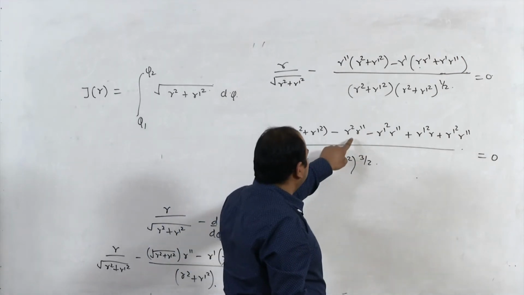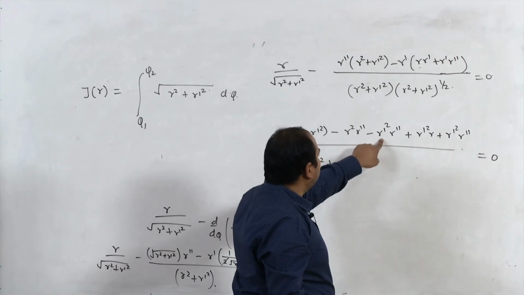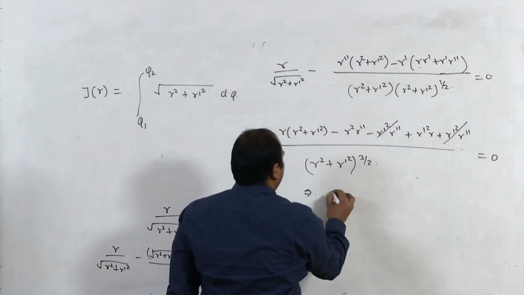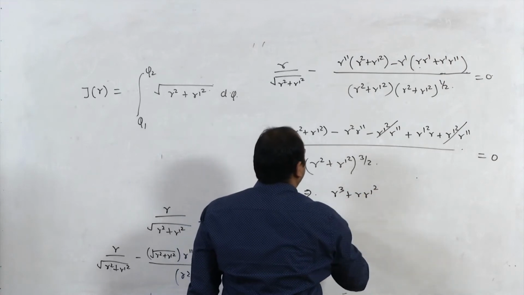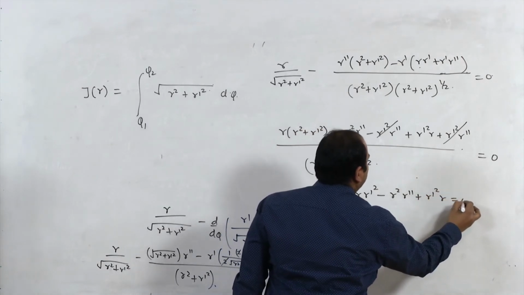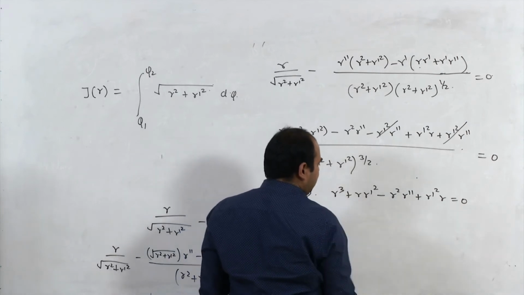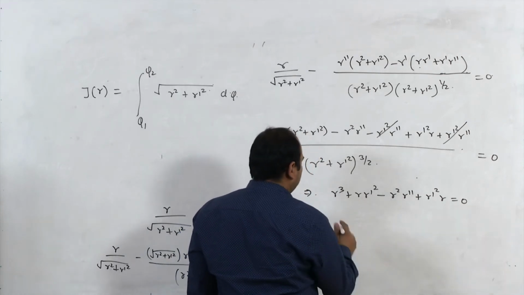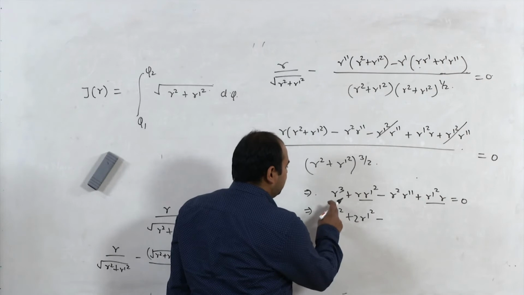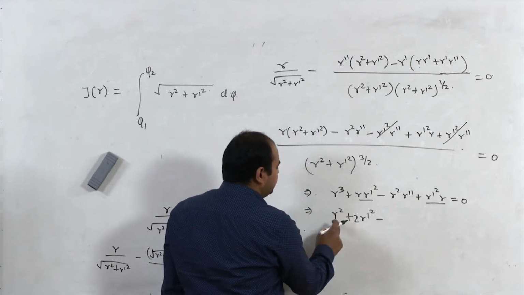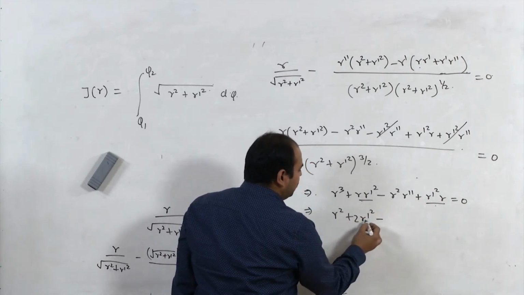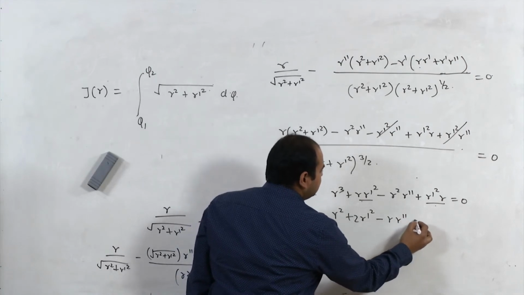Now if you look at, is there anything which is cancelling out? So here if you look at r dash square r double dash, this will be cancelled out here. So we have this thing. So this represents r cube plus r dash square minus r square r double dash plus r dash square r has to be 0. So dividing by r dash throughout, we can say that r square plus r dash square minus, so here we divide by r, so it is r square, this and this term are same, so we can add them and we can divide by r, so 2 r dash square minus r double dash is equal to 0.